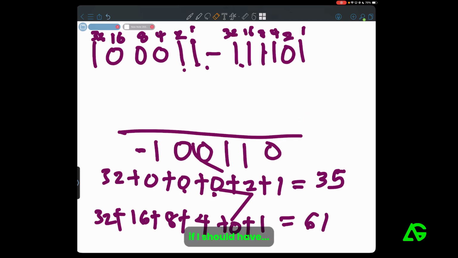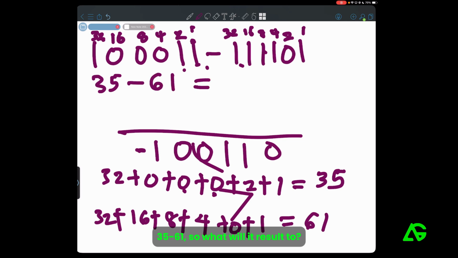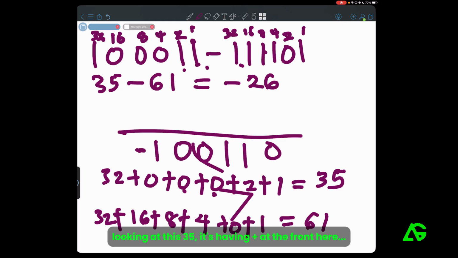If I should have 35 minus 61, what will it result to? Minus 26. So looking at this, the 35 has a plus at the front here. So the idea is, if you have plus, it means you have. Let us explain in terms of money. Plus means you have. Minus means you are owing.